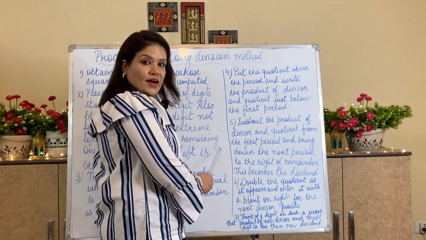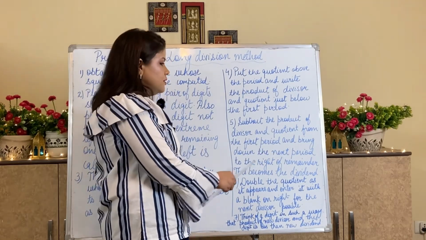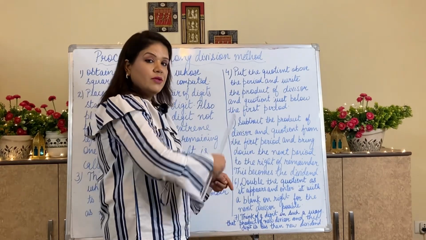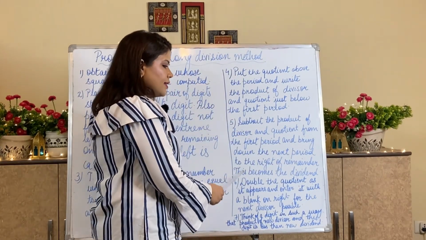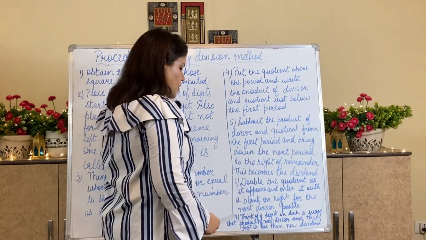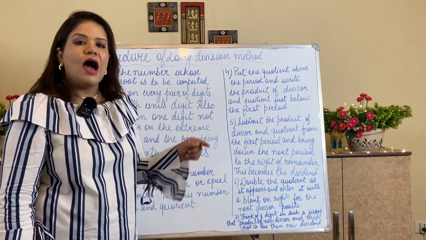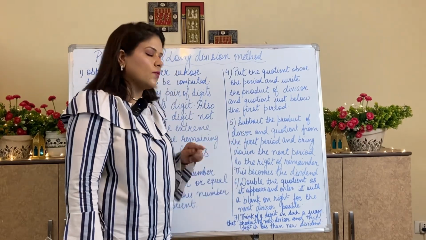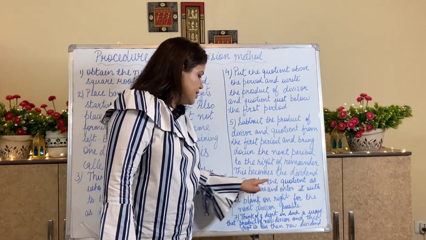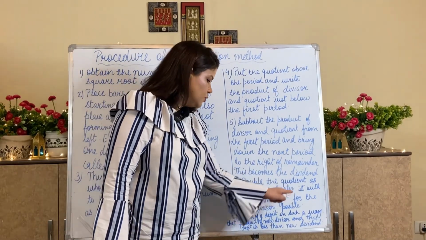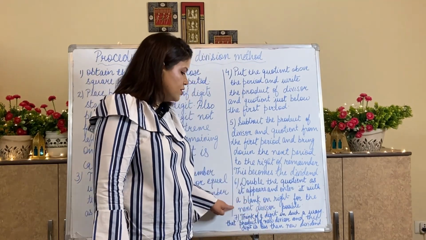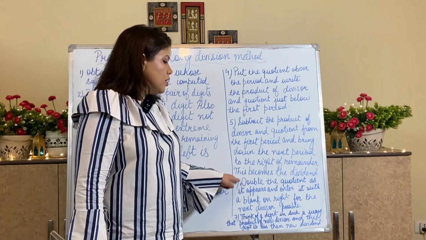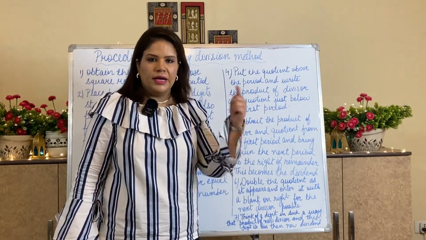Subtract the product of divisor and quotient from the first period and bring down the next period to the right of the remainder. I will be writing towards the right of it and this becomes the dividend. Now again I will have a new quotient and new divisor. For the quotient, double the quotient as it appears and enter it with a blank on the right side for the next divisor possible. Whatever I have got as a quotient, I will double it.